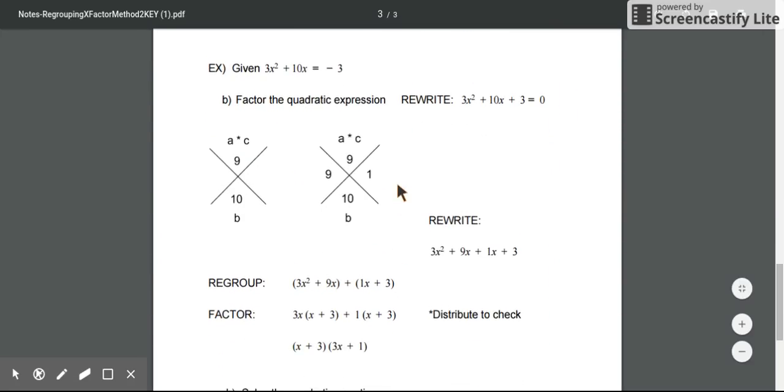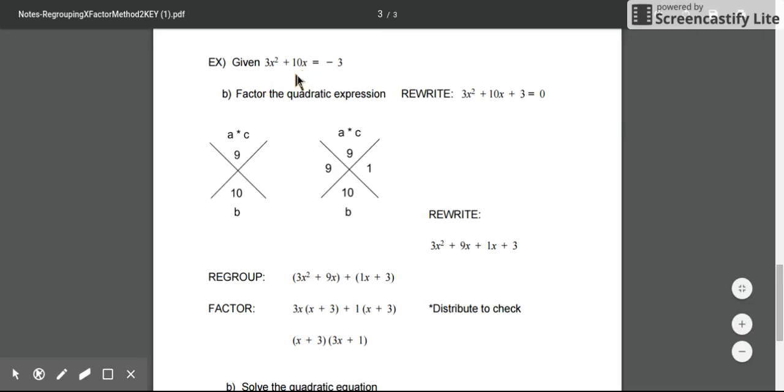Let's do another example here. This time we're not in standard form first. That's always our first step. Put things into standard form and set your equation equal to 0. So we're going to add 3 to both sides. Now we have 3x squared plus 10x plus 3 equals 0.